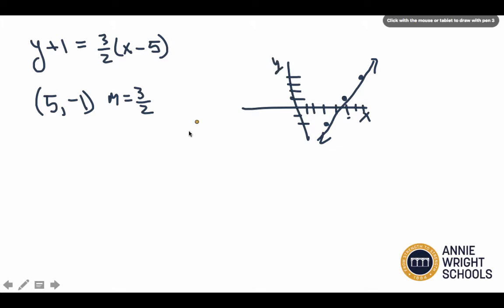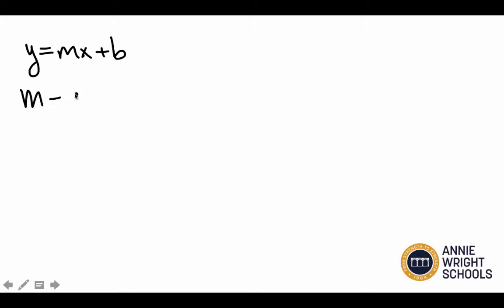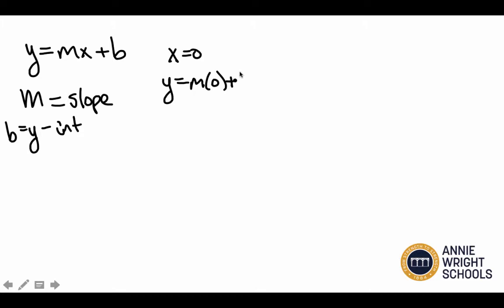A lot of you may remember from Algebra 1 something called slope-intercept form. Slope-intercept form is y equals mx plus b. It's called slope-intercept because m is the slope and b is the y-intercept. The y-intercept is the value of y when x is 0. Pretty easy to see that if you make x equal 0 and solve this equation, m times 0 plus b, you're going to get b.